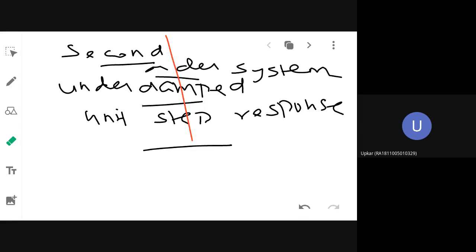The very important case is second order underdamped system only, because most of the second order systems will be underdamped. So we need to discuss C of t derivation for second order underdamped system. Overdamped system I will not teach you, you have to do it as a self study. Today I will discuss how to derive C of t, that is response of a second order underdamped system when it is being applied with the step input. Okay.